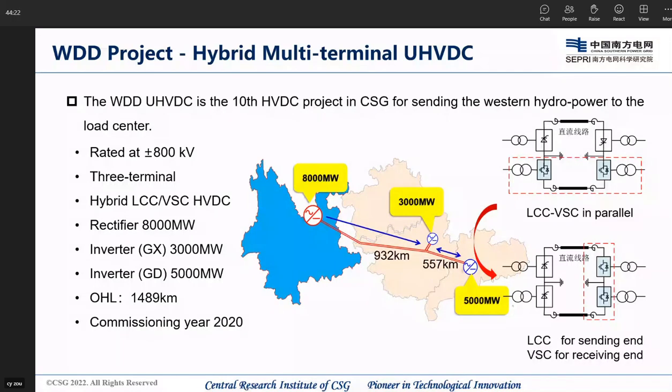The Wudongde project is the 10th HVDC project in CSG. It transfers 8 gigawatts of hydropower from Yunnan to Guangxi and Guangdong, forming a 3-terminal system. This is the first 800 kilovolt VSC HVDC in the world. This is also the first hybrid LCC-VSC project in the world.